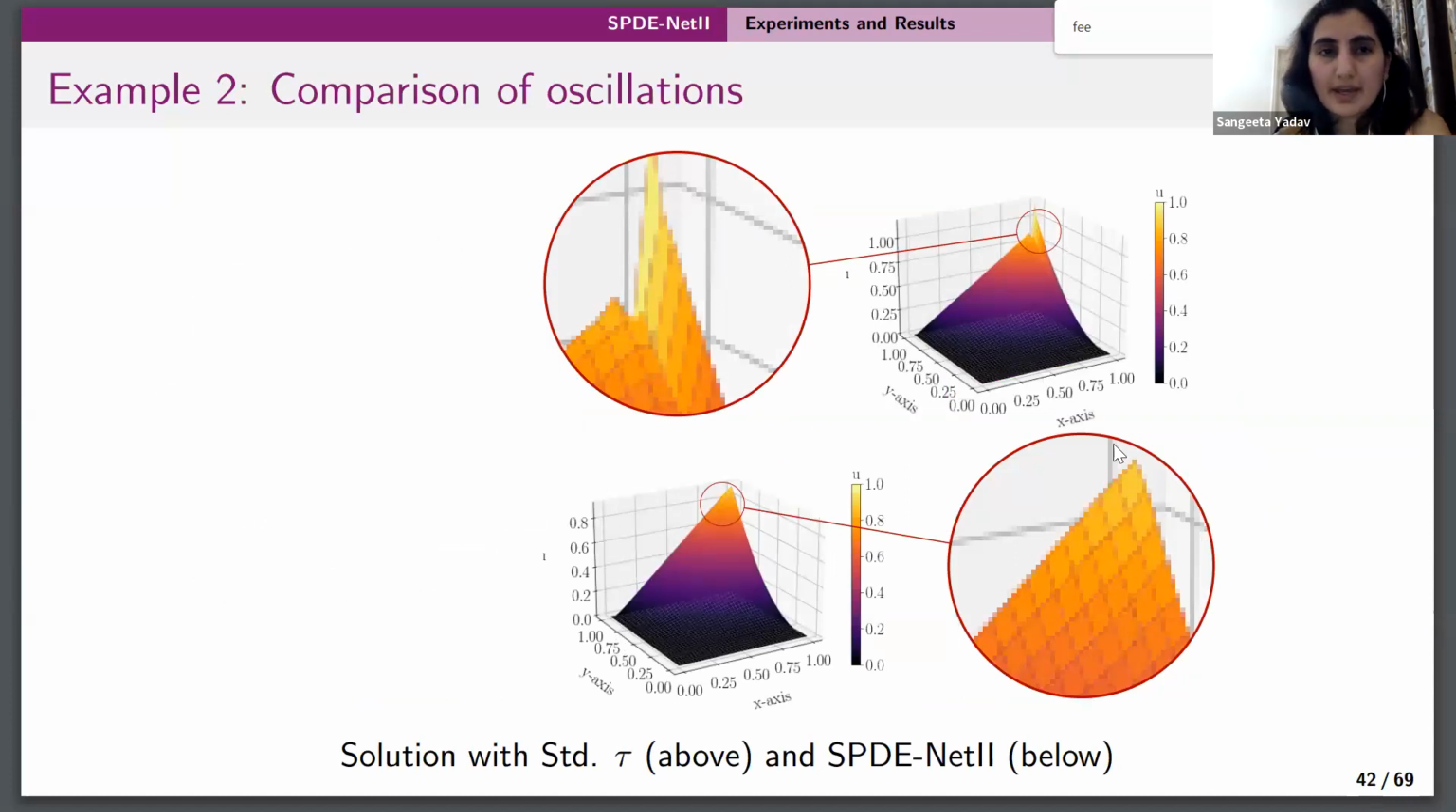So here we are comparing the oscillations in the solution obtained from the standard tau and the SPD net 2. In the standard tau solution, we can clearly see the oscillations near the intersection of the boundaries from these two directions. Whereas we could not see these oscillations in the solution obtained from SPD net 2, which we can see in this zoomed version.